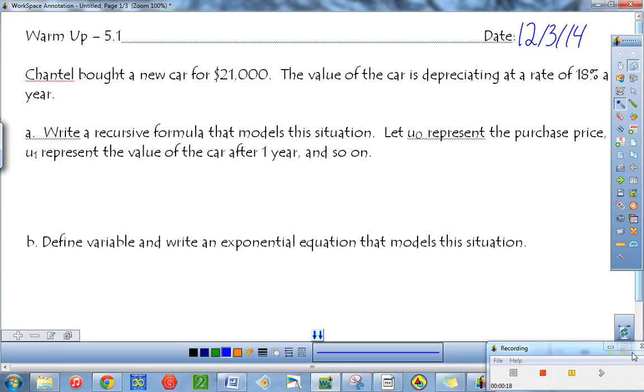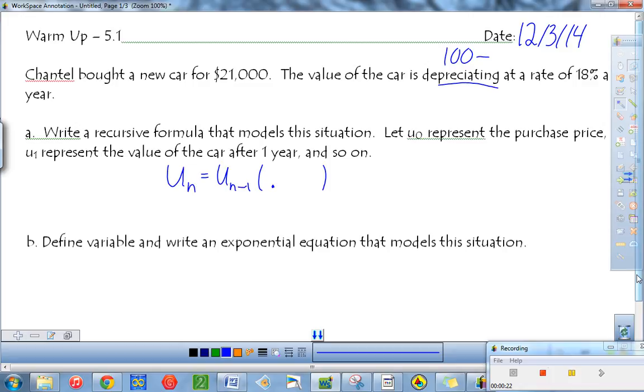Chantel bought a new car for $21,000. The value of the car is depreciating. Decreasing. So you're going to take your 100% and you're going to subtract something at a rate of 18% per year. U sub n equals U sub n minus 1 times 0.18.